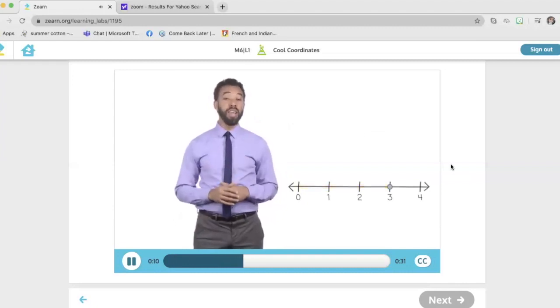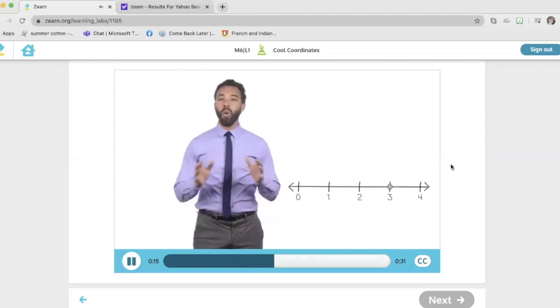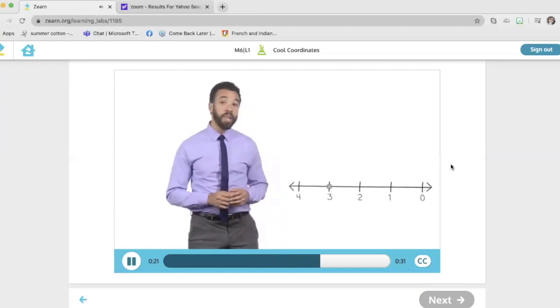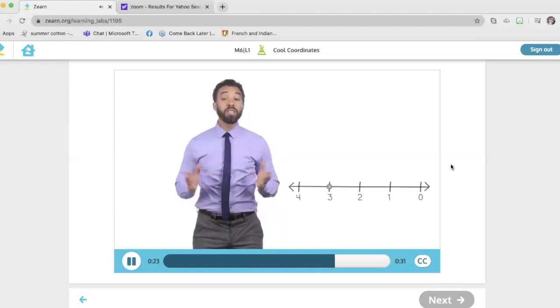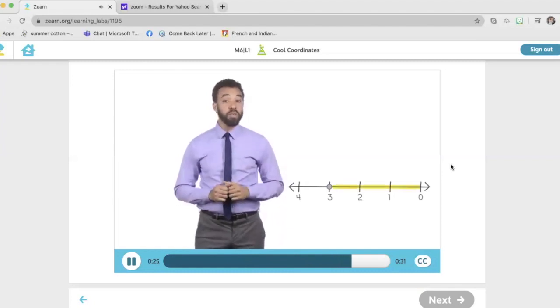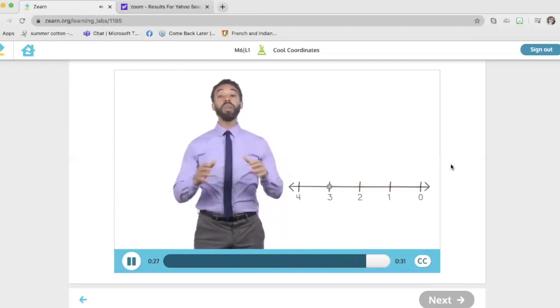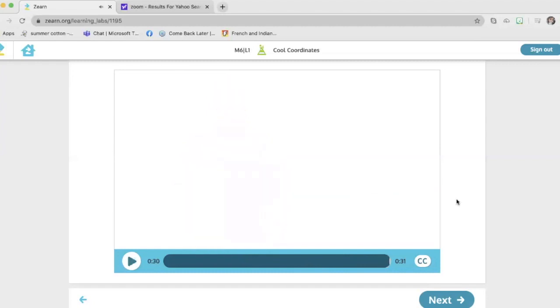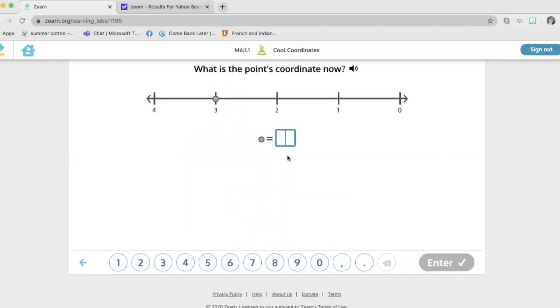We can move this line in any direction and the coordinate of the point stays the same. What if I turn the line around so that the numbers increase in the opposite direction? Even though the line moved, the circle is still 3 units away from 0, the origin. What is the point's coordinate now? Okay, so even though it's backwards, you still start at the origin and you go 1, 2, 3.